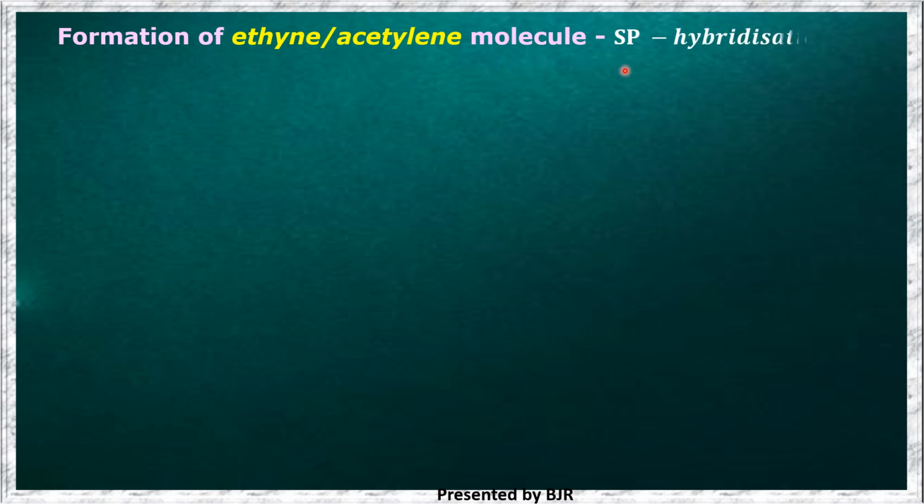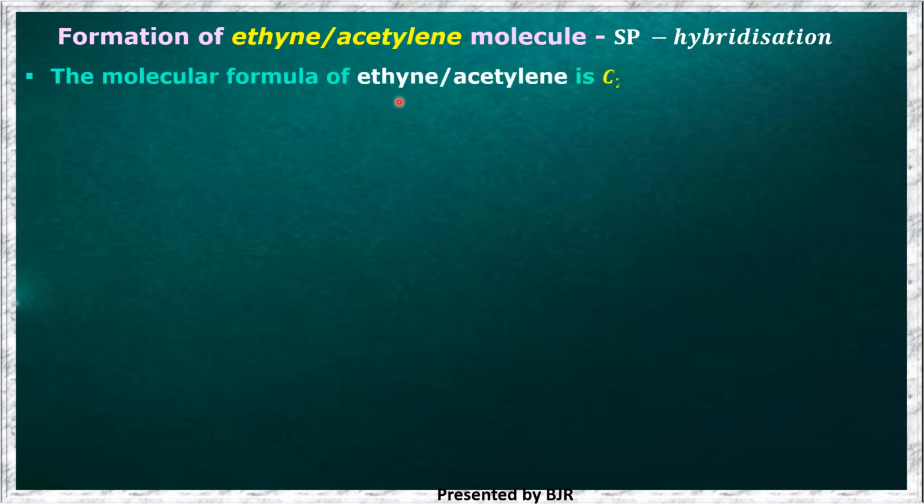Now let us see the formation of ethyne, that is the acetylene molecule. The formation of the ethyne molecule involves sp hybridization. Let us explore further about sp hybridization and the formation of the ethyne molecule. The molecular formula of ethyne or acetylene is C2H2.